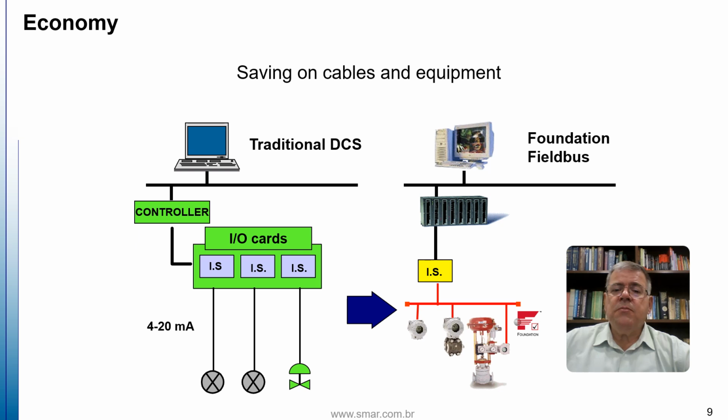It also saves costs when intrinsic safety is required. In a conventional setup, every device requires an individual barrier, representing a total of 73 barriers. In the Foundation Fieldbus system, we use a single barrier for multiple devices.